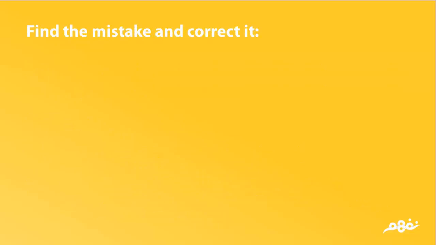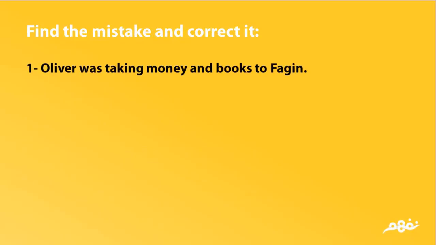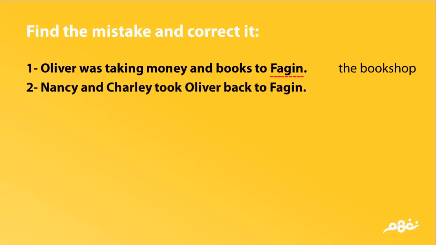Find the mistake and correct it. Oliver was taking money and books to Fagin. Oliver was taking money and books to the bookshop. Nancy and Charlie took Oliver back to Fagin. Nancy and Bill Sykes took Oliver back to Fagin.